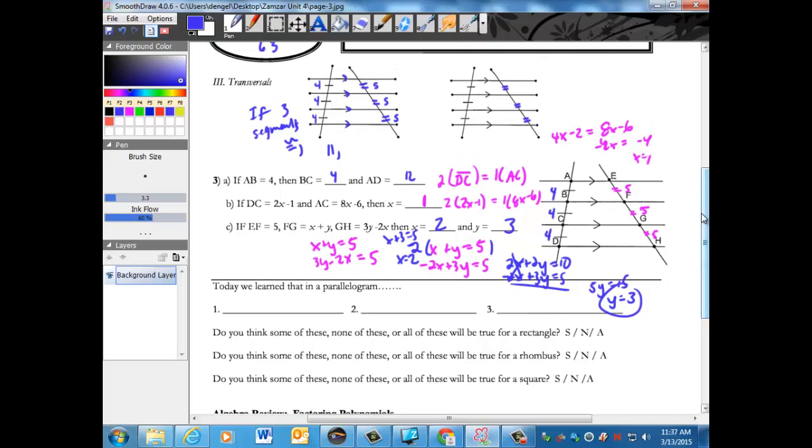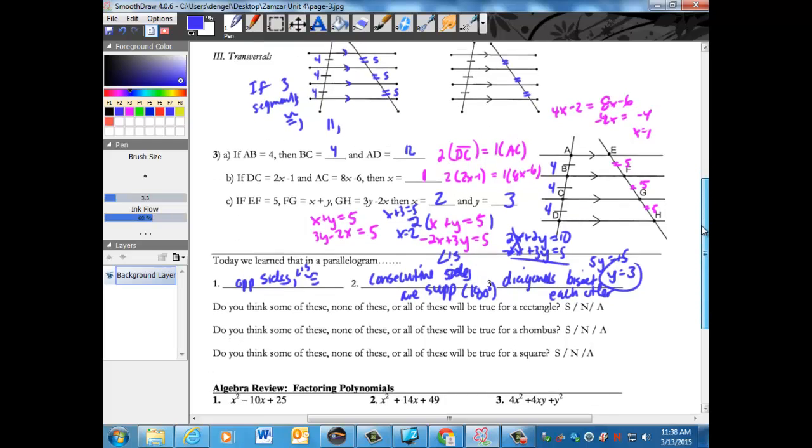So today in a parallelogram, we learned that opposite sides are each congruent. We learned that diagonals will bisect each other. We also know that opposite angles are each congruent, and that consecutive angles are supplementary. They add up to 180 degrees.